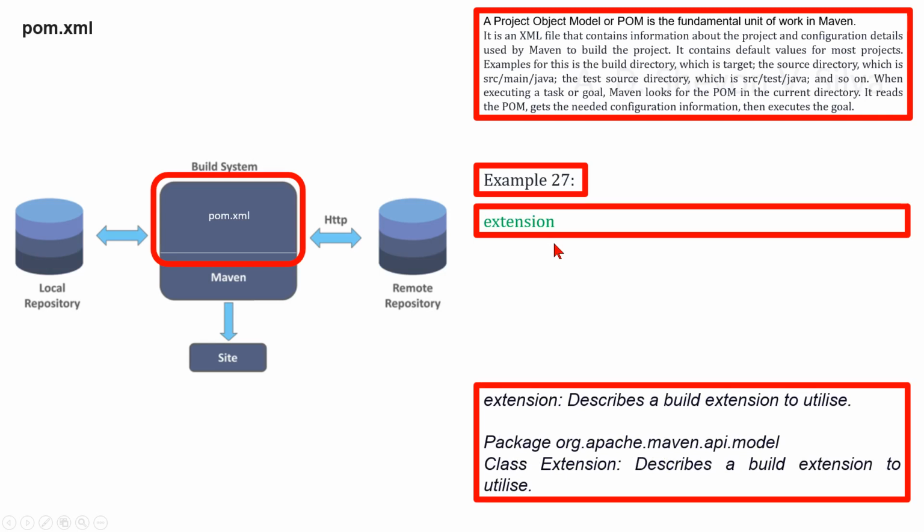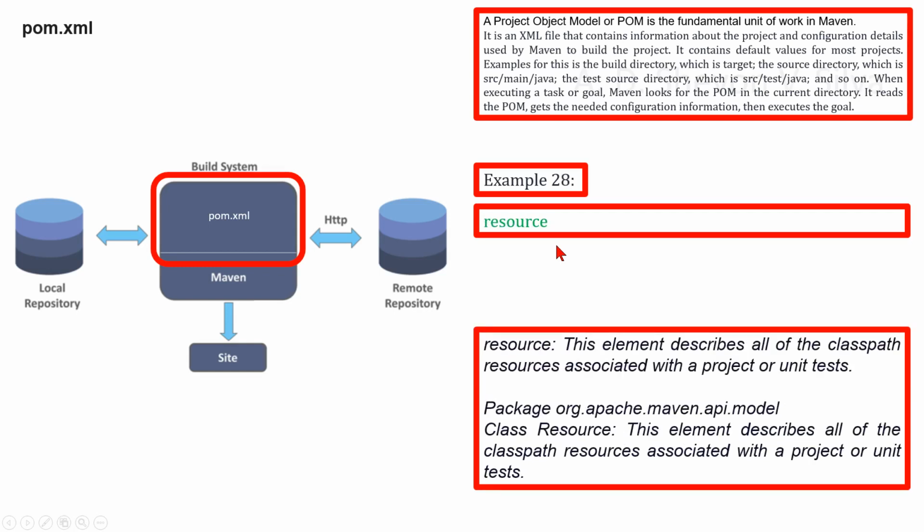Extension. Extension describes build extension to utilize. Regarding API, the class Extension in package org.apache.maven.api.model describes build extension to utilize.